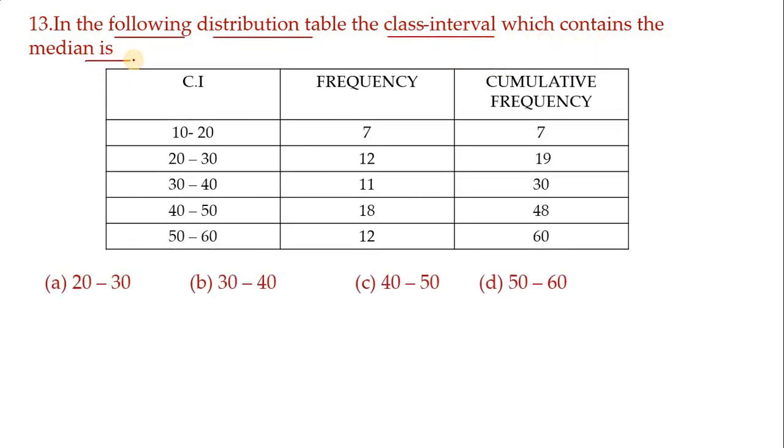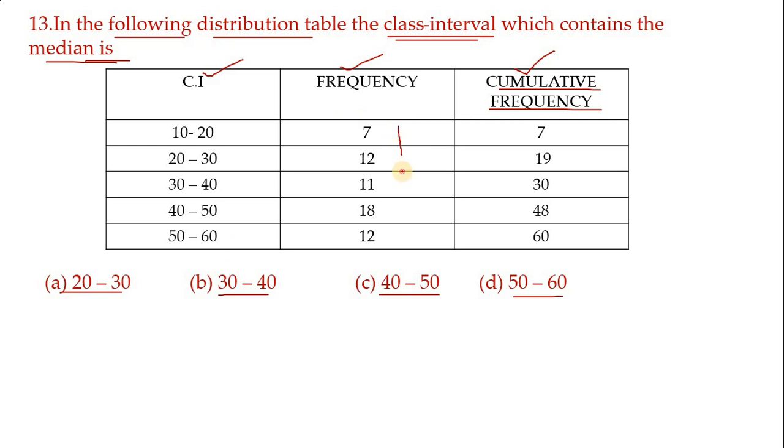Move on to the next one, children. In the following distribution table, the class interval which contains the median is. Class intervals are given, frequency is given, cumulative frequency is given. Children, as I said, we find cumulative frequency when we are going to find the median. These are the given options: 20 to 30, 30 to 40, 40 to 50, 50 to 60. What we want to find is the class interval of the median class. So how to find that median class?